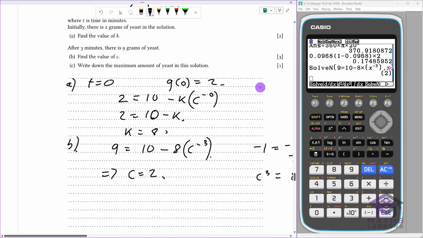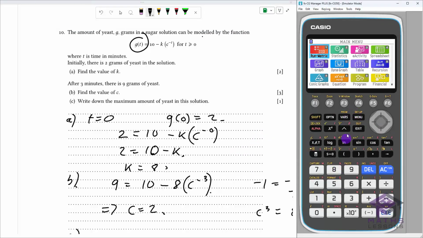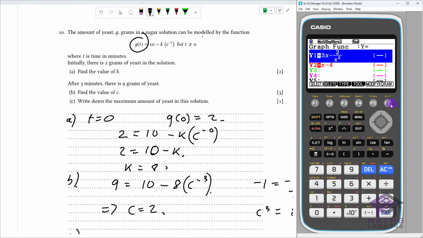Part C, write down the maximum amount of yeast in the solution. So what we're going to do is put this function into our graph solving. For maximums, generally put them into your graph solving. So we've got 10. Let's just delete everything. So we've got 10 minus, and k was 8, times, open bracket, 2 to the power of minus x. And put a close brackets around that. Let's just press execute, and let's just delete this one from previously. Press draw.